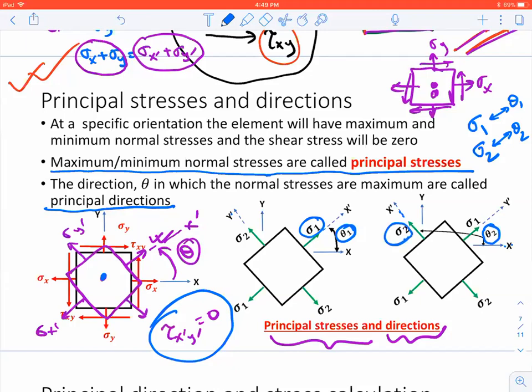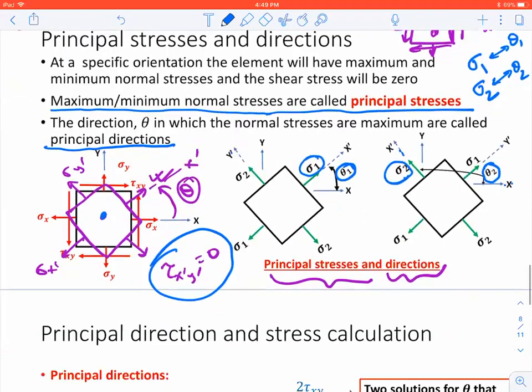So that's associated with sigma 2. Okay, so what do we see? Theta 1 and theta 2 differ by 90 degrees. And sigma 1, sigma 2 occur in two planes, which are 90 degrees to each other.